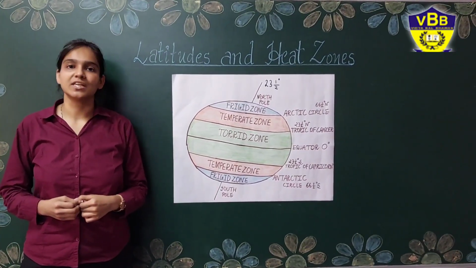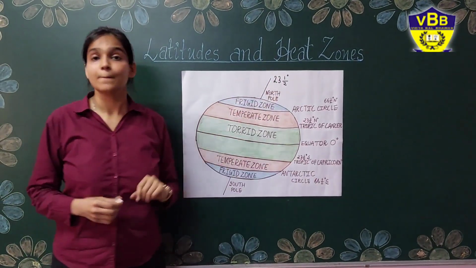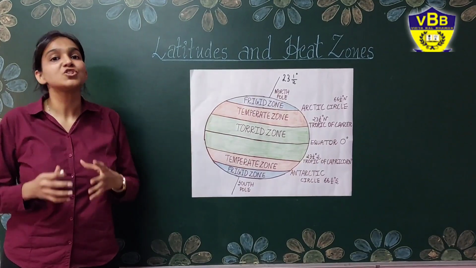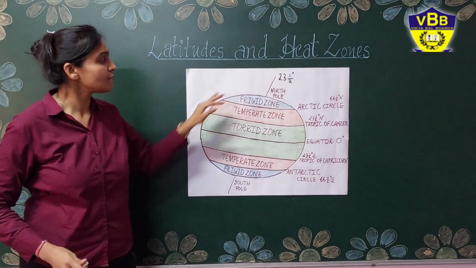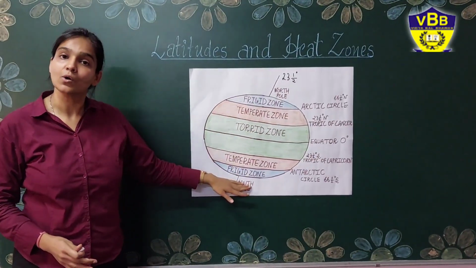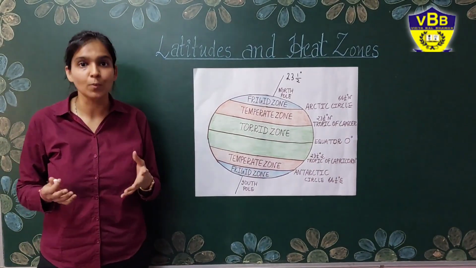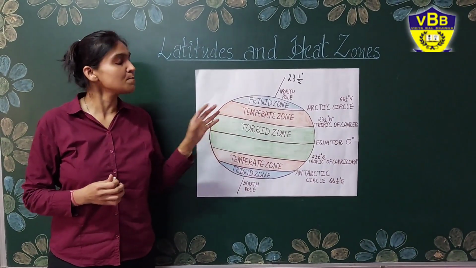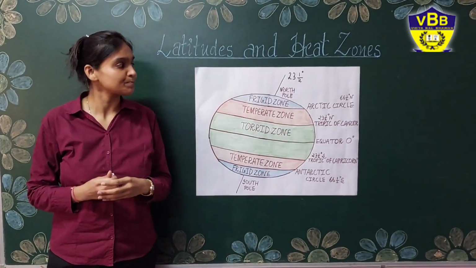Today we are going to study a very interesting topic, latitudes and heat zones. But before we start the topic, let us recall the shape of the earth, that is bulging from the middle and flat at the top. Now we can study the earth from a globe, because a globe is known as a model of the earth, which represents different parts of the earth, for example continents, oceans and different countries.